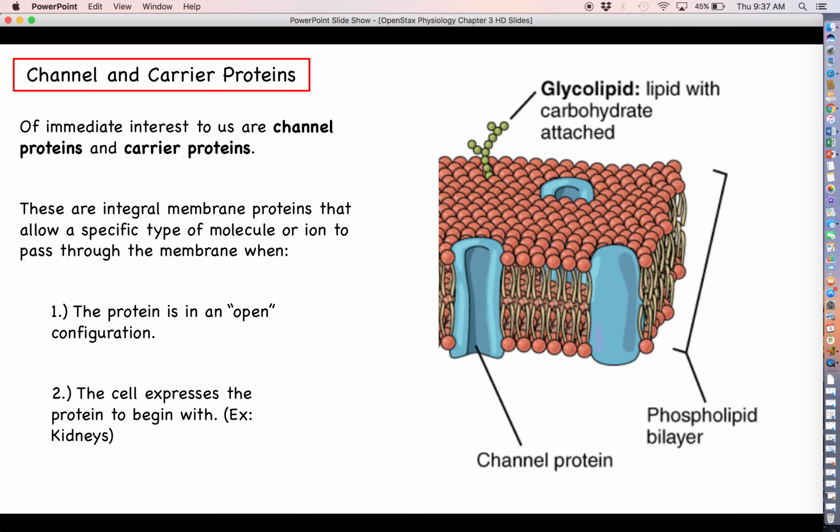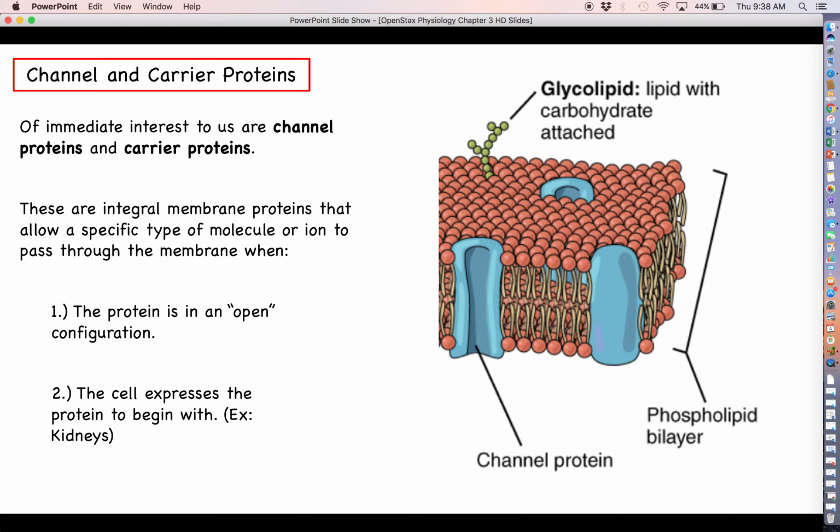And then number two, the cell in question has to have or express that protein to begin with. So say we have a glucose transporter, a carrier protein that allows glucose to pass from the extracellular fluid to the intracellular fluid. Well, what we're going to find out is some cells in the body have that particular carrier, but many do not. So in talking about whether glucose could be permitted through or not, it's all a moot point if you're talking about a cell that doesn't have the channel to begin with.